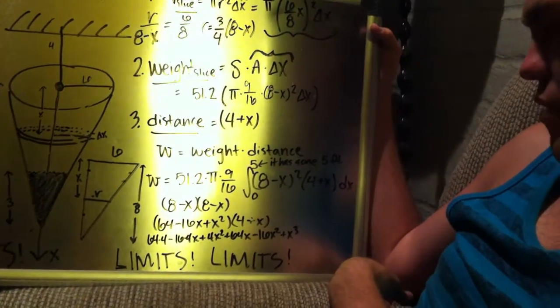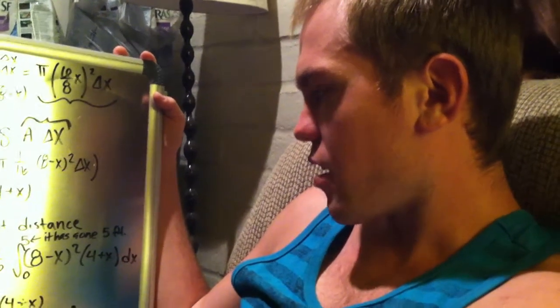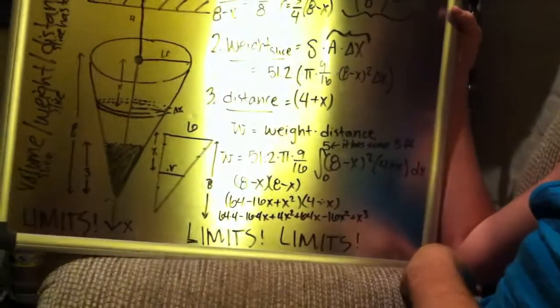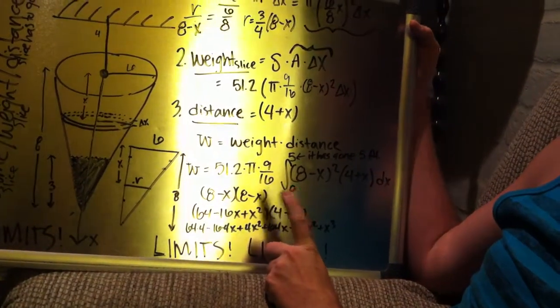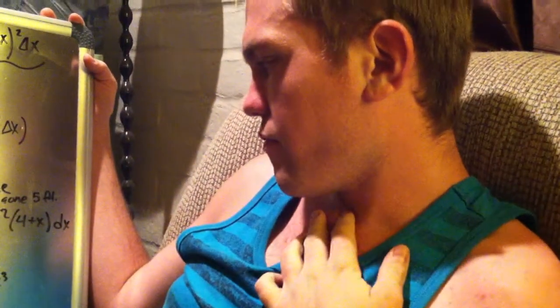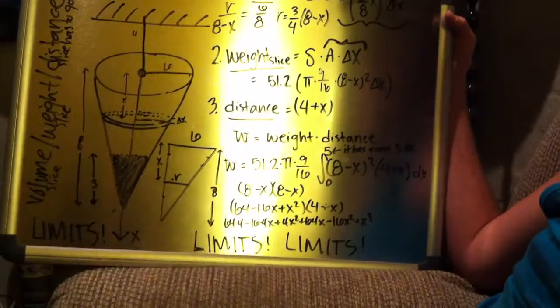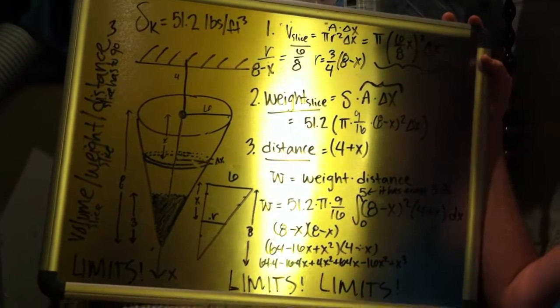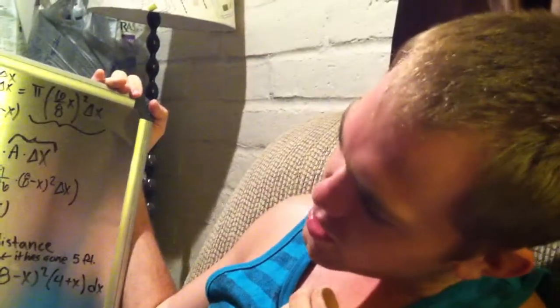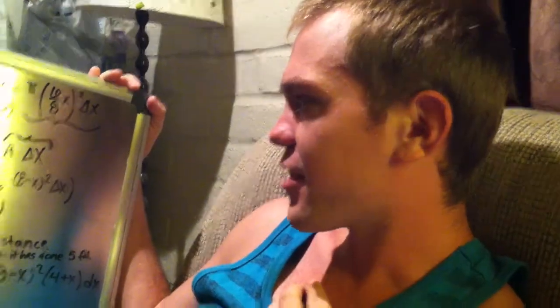Oh. That gives us a quadratic equation of 64 minus 16x plus x squared. So really, let's reorder that and make it x squared minus 16x plus 64. And multiply that by 4 plus x. So that's going to be... I don't know. We need a calculator. But that gives us volume, weight, distance. Slice, slice, slice has to go. Limits, limits, limits. That's the class for today.